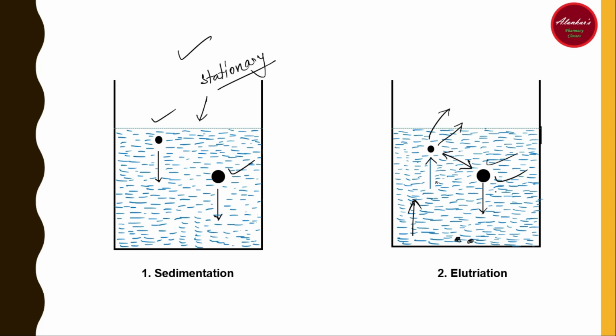The settling velocity of these heavier particles is more than that of the vertically moving liquid, and that's why they will settle down and sedimentation will still occur. But the lighter portion will be carried away simply by the water along with them, and this can be collected and treated for the further purification process. So this is the difference between sedimentation and elutriation.